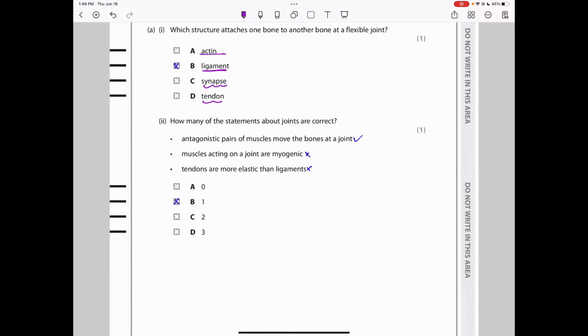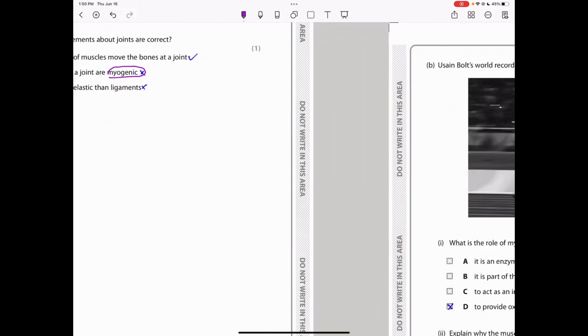The next part says, how many of the statements about joints are correct? The first part says, antagonistic pairs of muscles move bones at a joint. That is correct, because when one flexes, the other extends, or one is an extensor and the other is a flexor. So muscles acting on a joint are myogenic. No, myogenic, that is not true. And then tendons are more elastic than ligaments. Tendons are not that elastic in comparison to ligaments, so this is also wrong, leaving us with only one correct answer. Let's go to the next part.